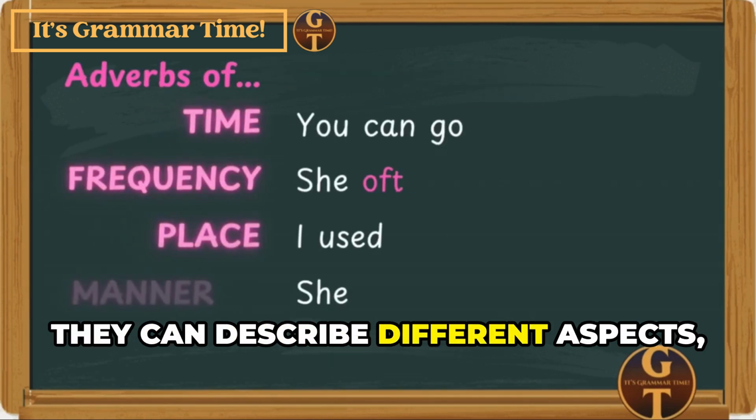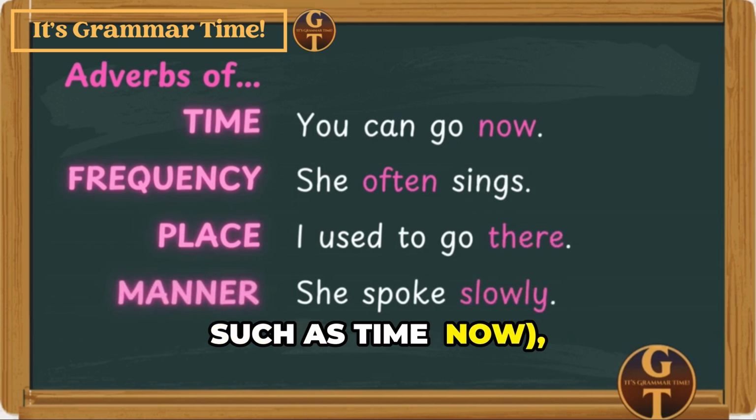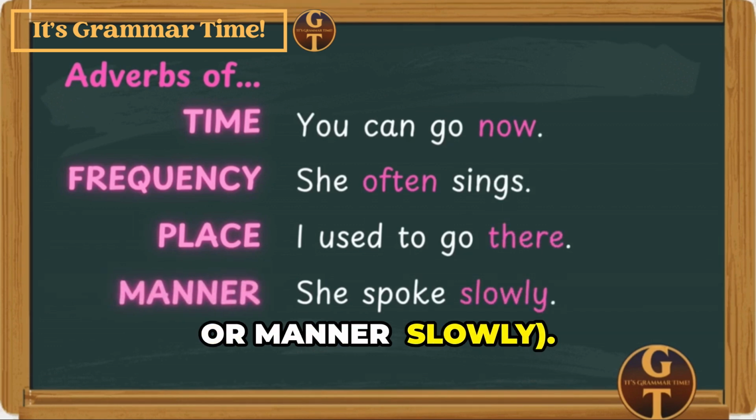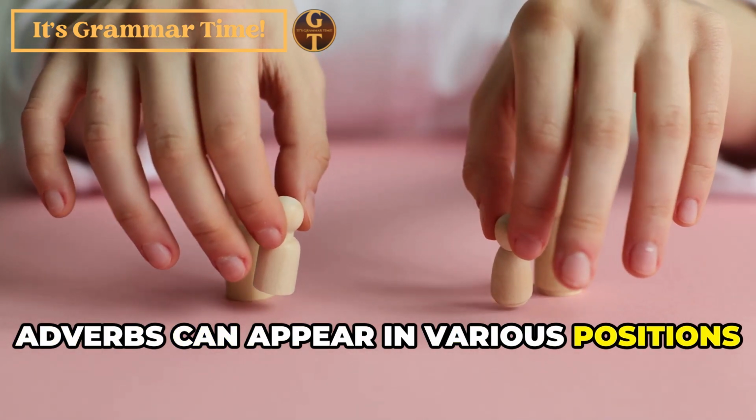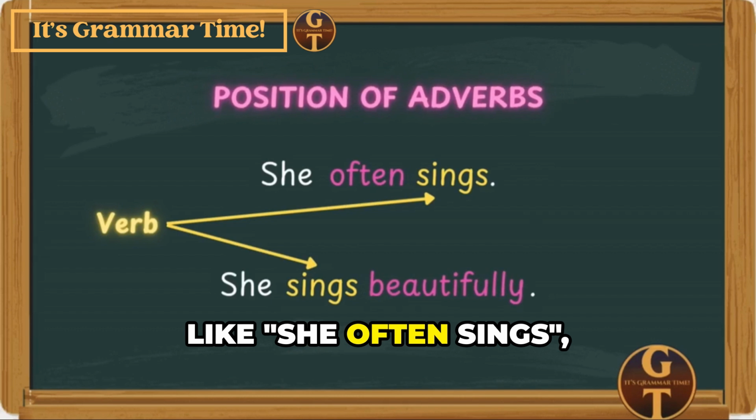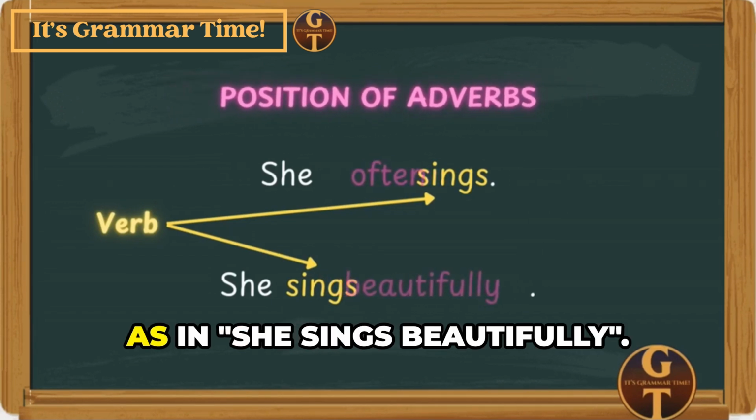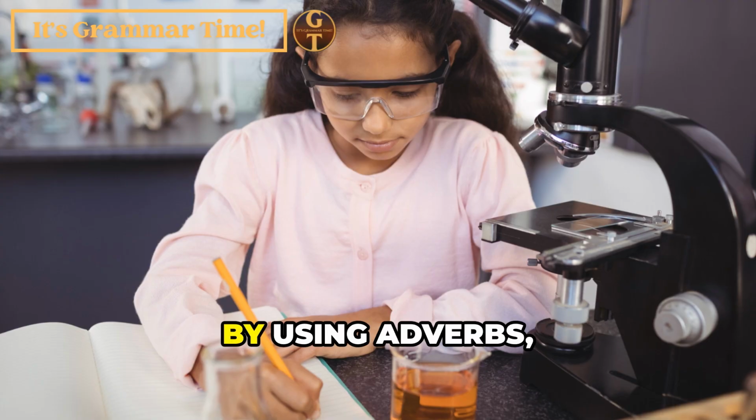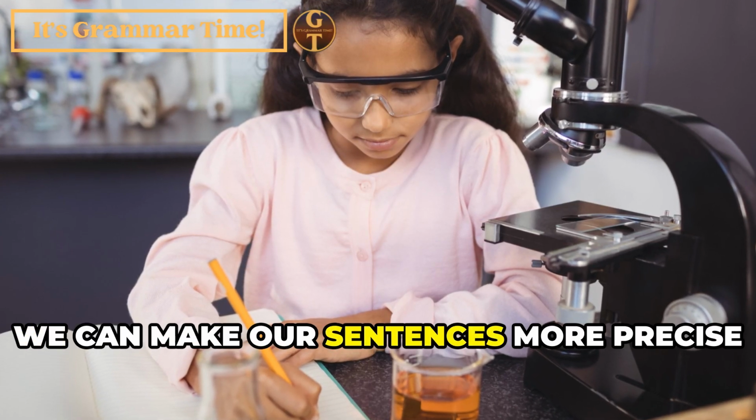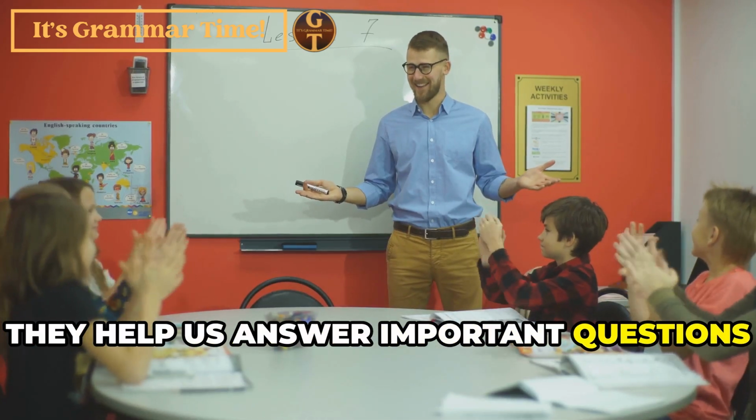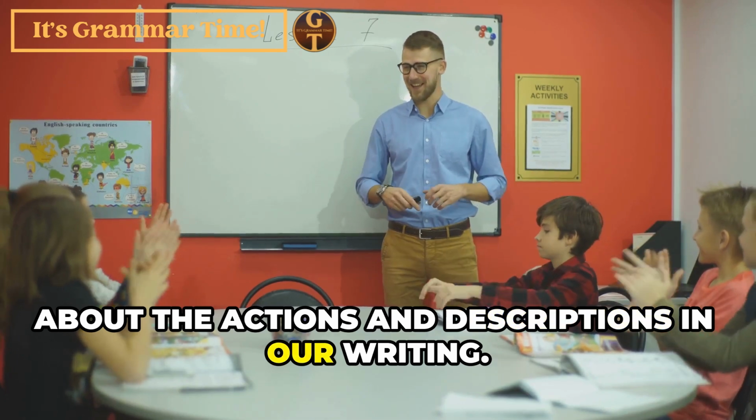They can describe different aspects such as time, now, frequency, often, place, there, or manner, slowly. Adverbs can appear in various positions in a sentence. Sometimes they come before the verb, like she often sings, or after the verb, as in she sings beautifully. This flexibility allows them to add depth and detail to our sentences. By using adverbs, we can make our sentences more precise and interesting. They help us answer important questions about the actions and descriptions in our writing.